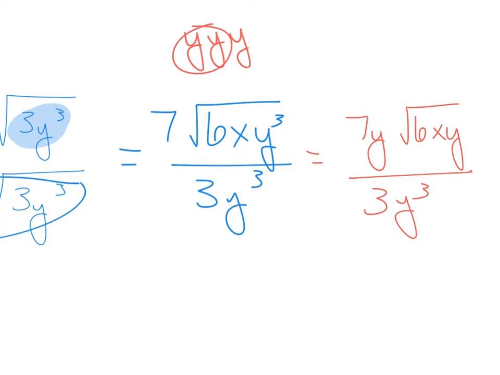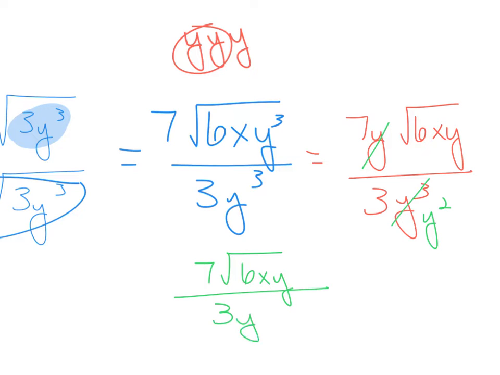Now in this case, again, I'm going to have to go ahead and reduce because look at this. I've got y's on the outside that can be reduced. So I need to go ahead and do that. So I'm going to take a y out of each and get a y squared. So my final answer is 7 radical 6xy, and then on the bottom, I've got 3y squared. And that's going to be my final answer.